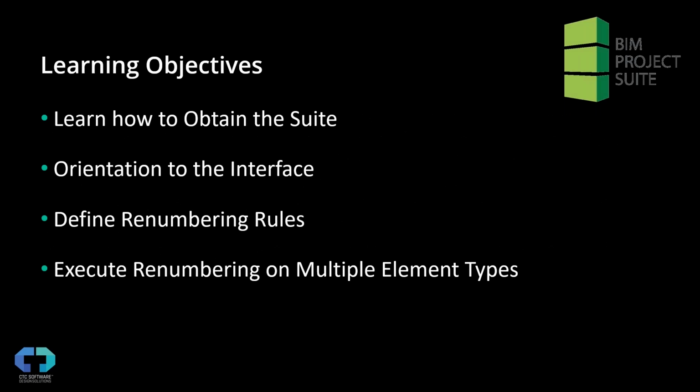There are a couple of things I'm going to go over. I want to show you exactly how you can get your hands on the suite in case you don't already have it installed in your Revit session. I'm going to take you through the interface to explain what's going on in there, and define exactly what the different renumbering rules are. There are a couple of things you can do, and some of them are specific to the object type you're doing renumbering on. Then I'm going to show it happening live. I'm going to execute renumbering on a couple of different kinds of elements and show you what that workflow looks like and how it feels to the end user.